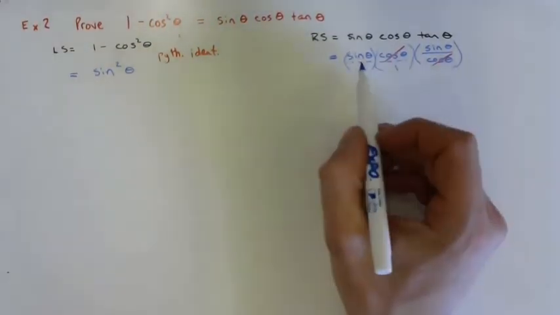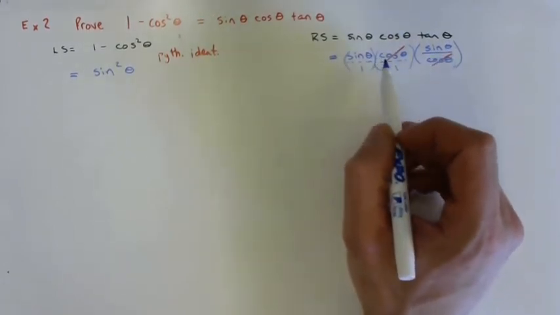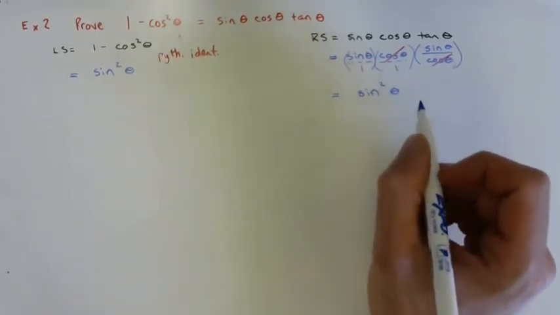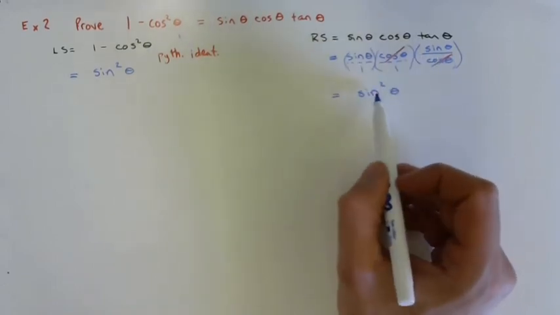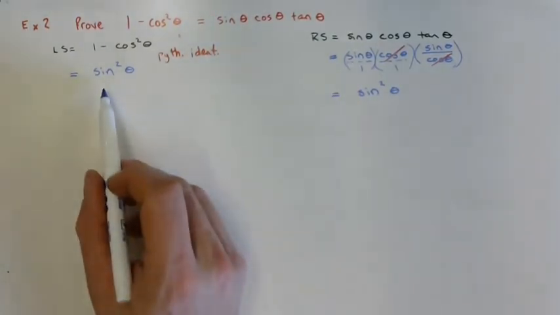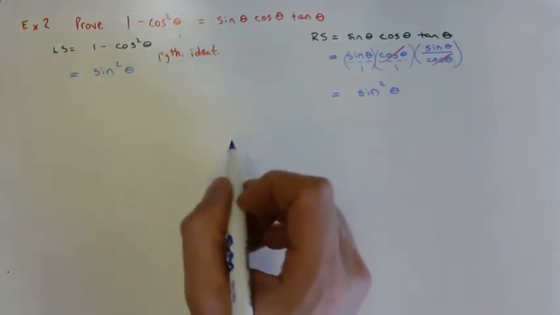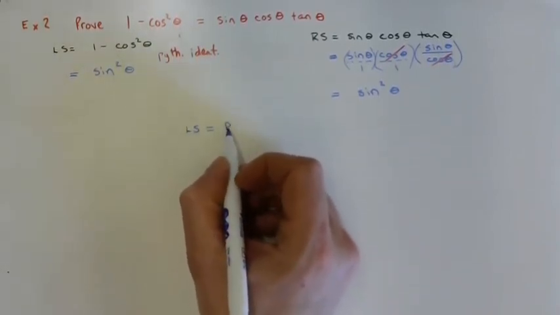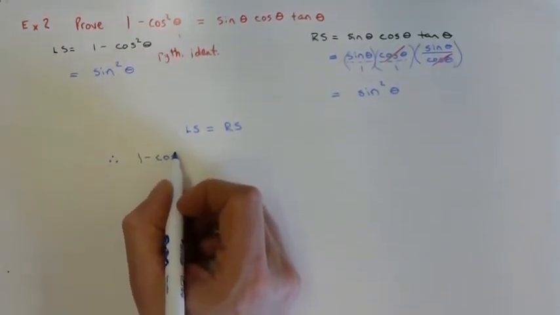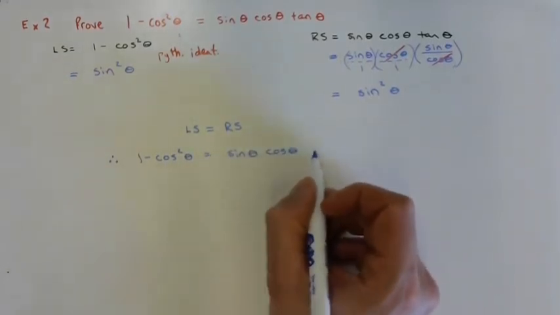Leaving me with sine theta times sine theta. What's something times itself? Squared. So I have the square of sine theta, and it's over 1. Well, that's just itself. So look, what do we have? An equivalent ratio. Okay, so I'm going to write left side equals right side. Therefore, 1 minus the square of the cosine of theta is equal to sine theta times cos theta times tan theta.